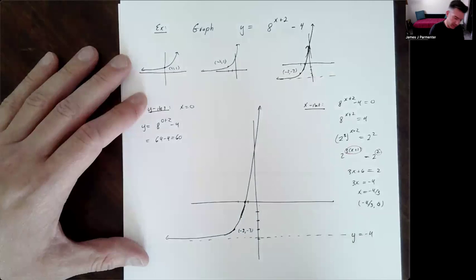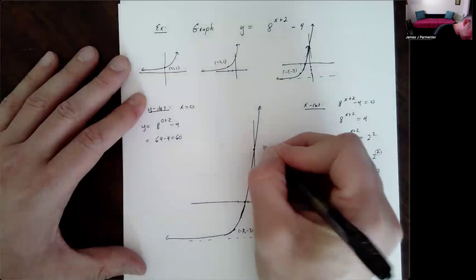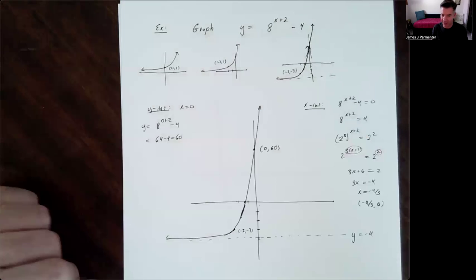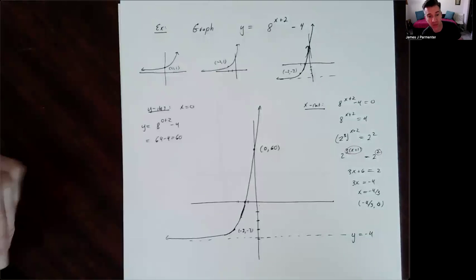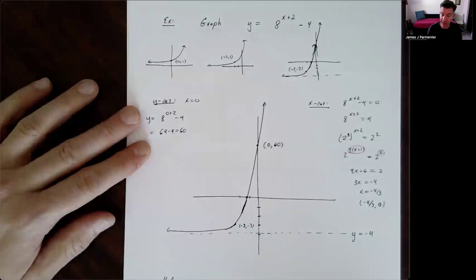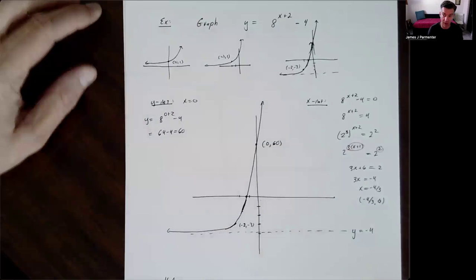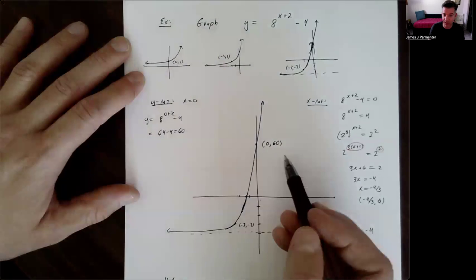Pretend like this is the point 0, comma 60, even though my graph is not very to scale. So if you graph something like this on Desmos, you have to kind of zoom out to see that it does in fact cross from the left to the right side of the y-axis, but it does.